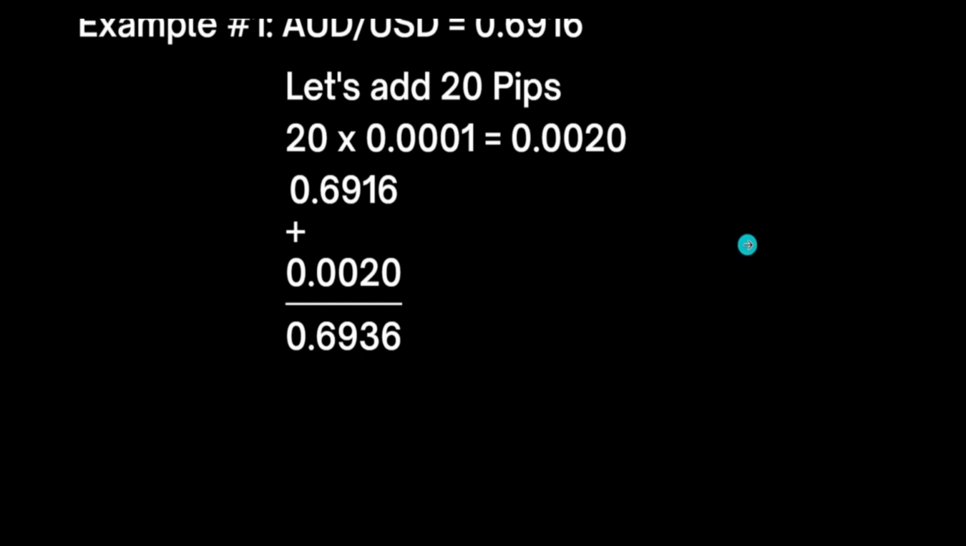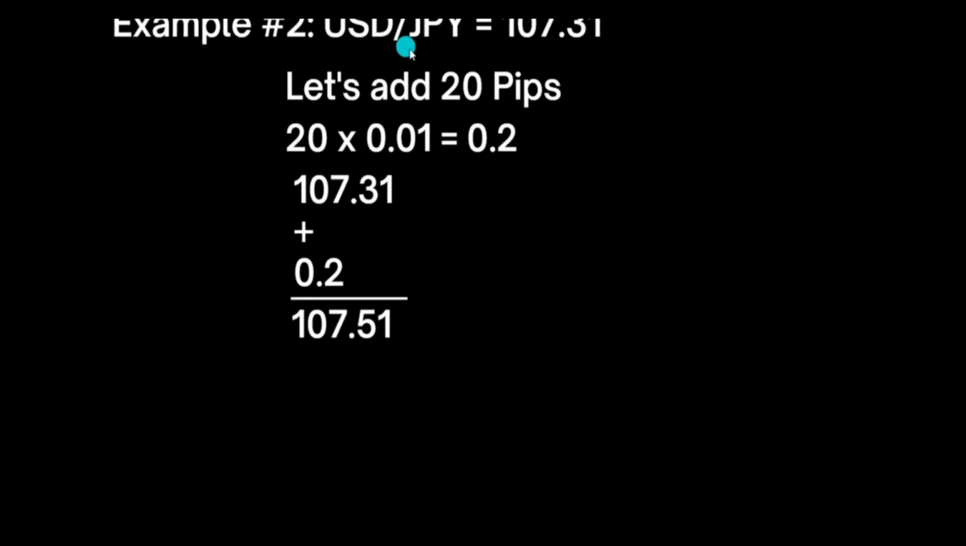And then likewise, the next thing is this. If we have USD/JPY as this price currently, that means 1 USD is equivalent to this Japanese yen. Let's add 20 pips to it. We multiply it by 0.01 this time around, and then it will give us this value. So 107.31, that is the price we have here, plus 0.2. That's the result of our multiplication here. We'll have this. That is the current price.